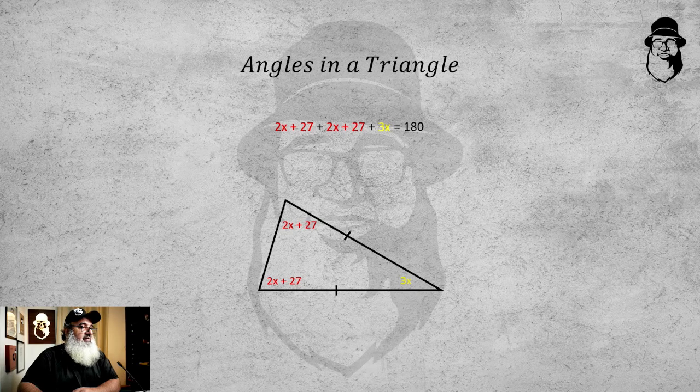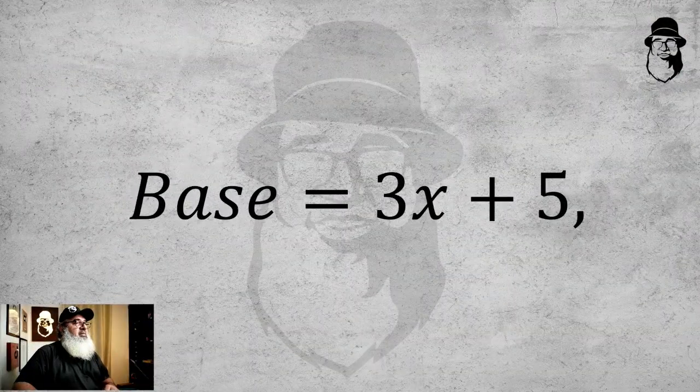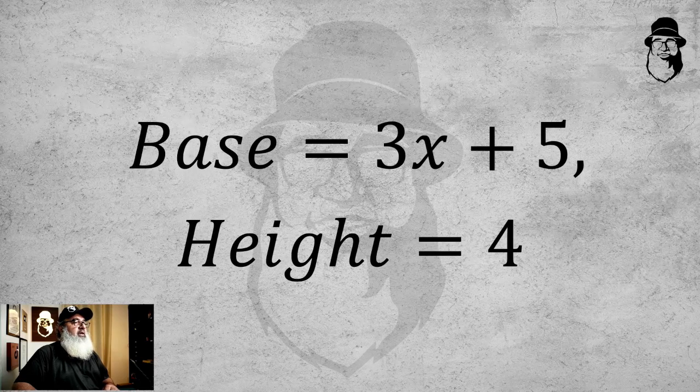So 7x plus 54 is equal to 180 degrees and 7x is equal to 126 and x is equal to 18. Now putting this 18 into 2x plus 27 and 3x, we get the three angles as 63 degrees and 54 degrees.